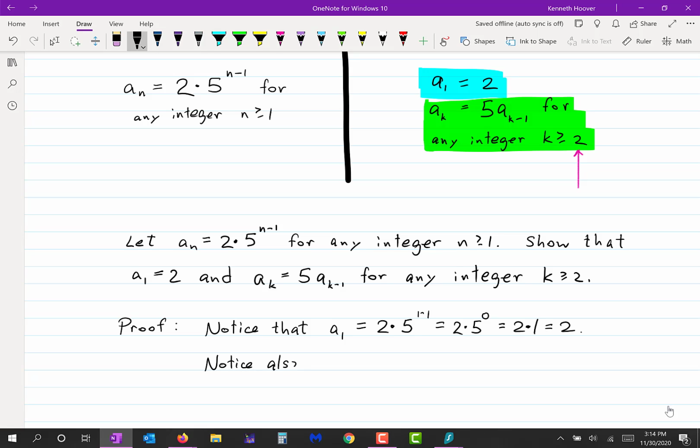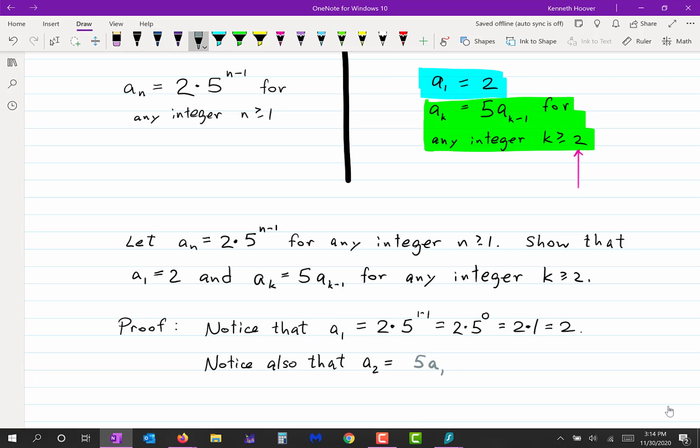Notice also that a sub 2 equals, now I hope to show what? Let's write it in gray. I hope to show that it equals 5 times a sub 2 minus 1. That's what I hope to show. And by the way, 2 minus 1 is 1, right? So it's fine to just go ahead and write a sub 1 there. You don't have to write 2 minus 1. Okay, that's my goal.